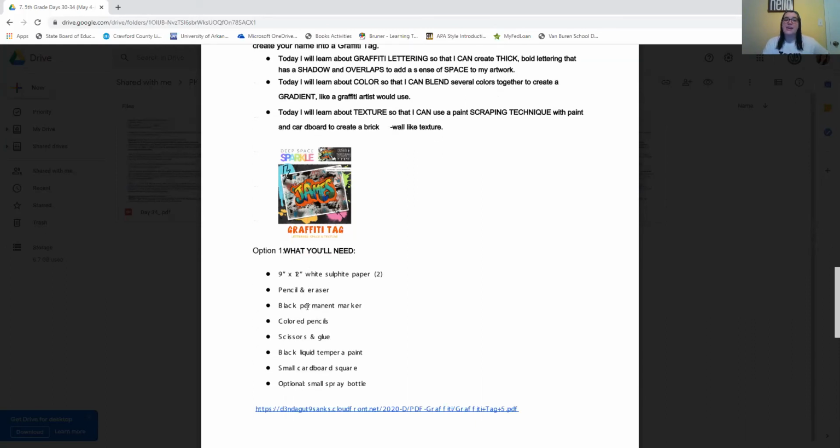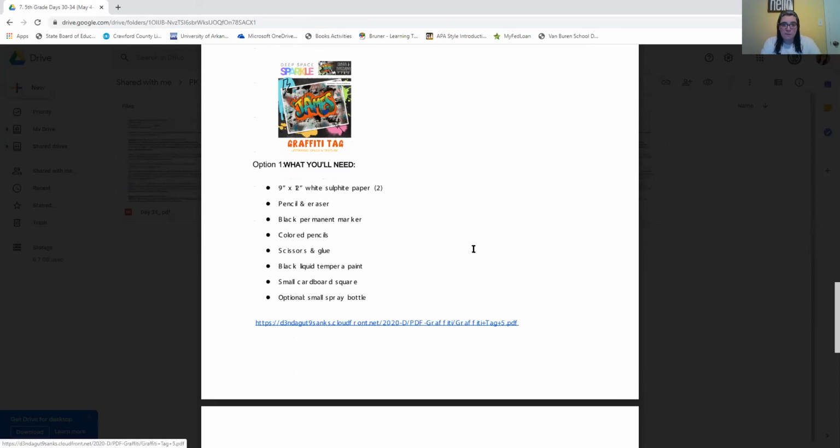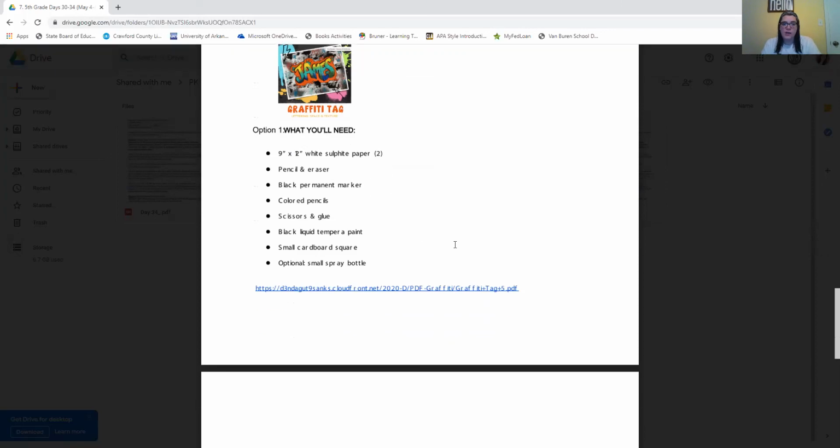So what you will need if you choose to do option 1 and learn about graffiti lettering, you're going to need a piece of, it says white sulfate paper. So you're just going to need a piece of white paper. You're going to need a pencil with an eraser. You're going to need a black permanent marker, colored pencils, scissors, and glue, black paint, small cardboard squares. So maybe you have a box at your home, cut a small cardboard square off that box, and it says optional small spray bottle. So maybe you don't have a spray bottle, but that's optional. Optional is to have a small spray bottle.